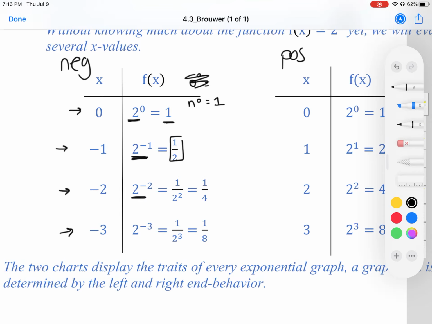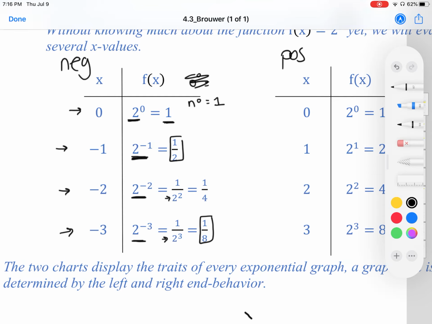2 raised to the -2 power, we rewrite it to put it in the denominator's place. So we get 1 over 2 squared, which gives us 1/4. And then we have 2 raised to the -3 power. So we change our exponent to the bottom to make it positive. And 2 times 2 times 2 gives us 8. So we have 1 over 8.